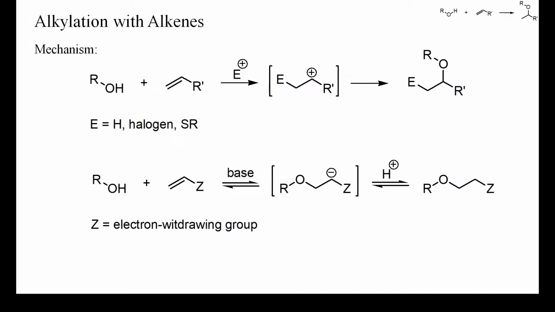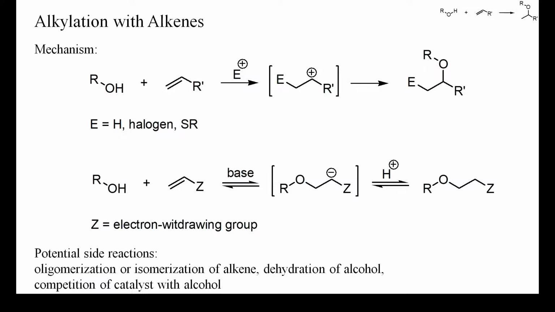The base-catalyzed version of this reaction only proceeds well with electron-deficient alkenes, or with alkenes that can at least form a slightly stabilized carbanion upon reaction with alkoxides, for instance a benzylic carbanion. Typical side reactions include the isomerization of the alkene or its oligomerization by reaction of the intermediate carbocations or carbanions with the starting alkene. The starting alcohol may also be dehydrated or converted into a symmetric ether, and the catalyst or other nucleophiles present in the reaction mixture may compete with the starting alcohol and lead to unexpected products.